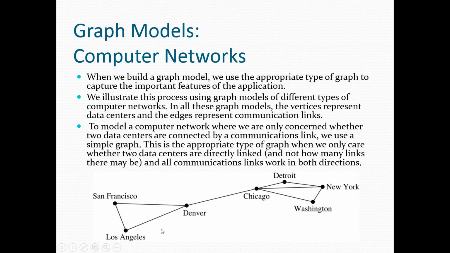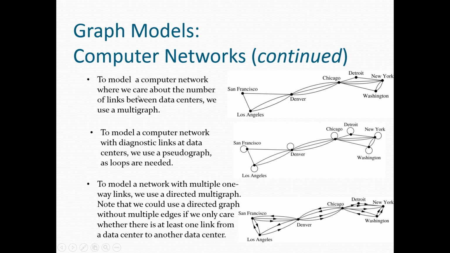So this is an example. To model a computer network where we care about the number of links between data centers, we use a multigraph like this. And to model a computer network where there are diagnostic links at data centers, we use a pseudograph, as loops are needed. To model a network with multiple one-way links, we use a directed multigraph. Note that we could use a directed graph with multiple edges if we only care whether there is at least one link from a data center to another data center. So this graph has multiple one-way links and two-way links as well.